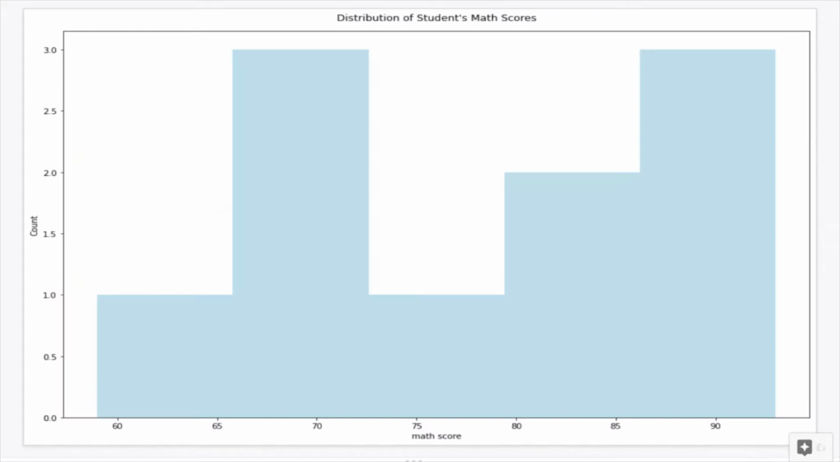The next thing I did is plot a distribution of student math scores. So this is what it looks like. You have the math score, and then you have the frequency or the count, how many times they come up. So this is a histogram.